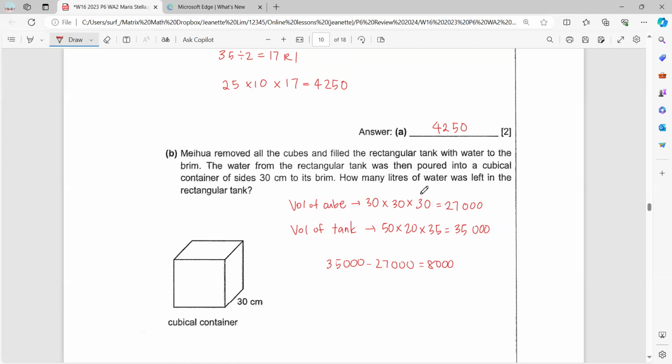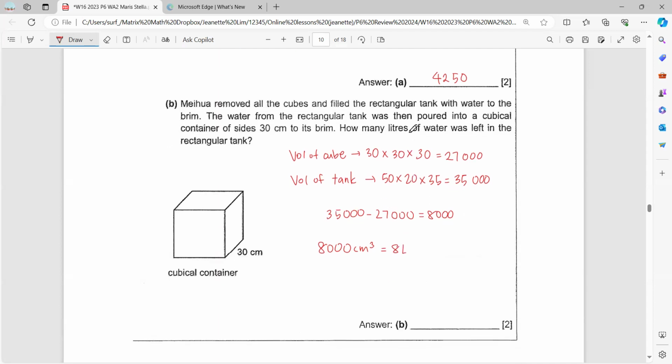You'll get 8,000. All of this is in cubic cm, but the question is asking how many liters. So we have to convert this cubic cm into liters, which is divide by 1,000. Answer: 8 liters.